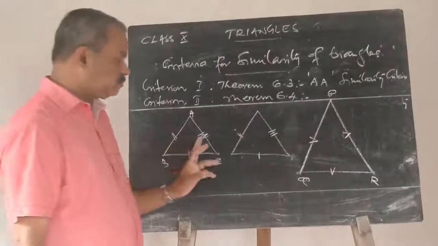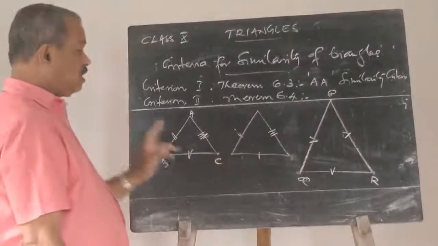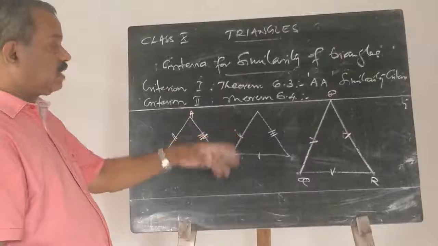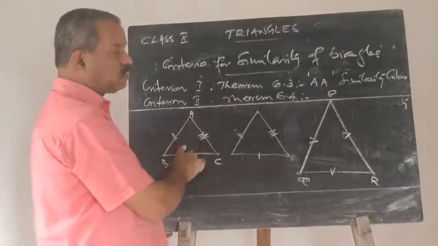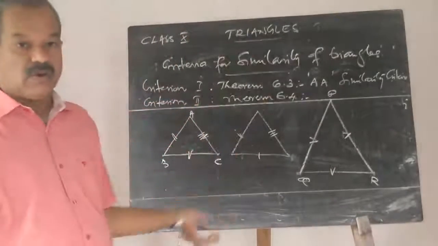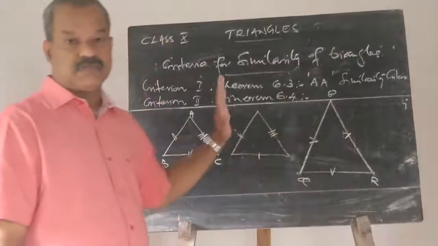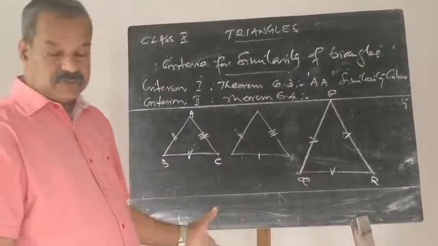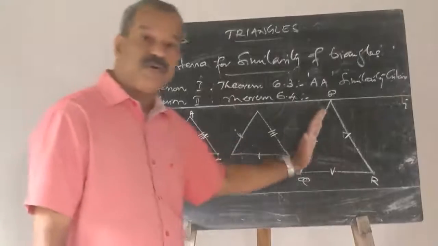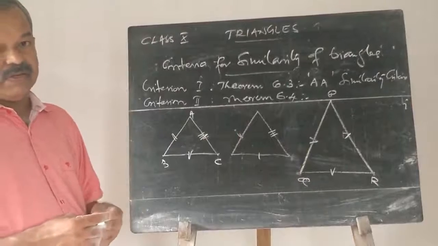Then we can say that these two triangles are similar. Two triangles are similar if three sides of one triangle are proportional to the three sides of another. But in the case of congruency, we say that if three sides of one triangle are equal to the corresponding three sides of another. But for similarity, we consider three sides of one triangle proportional to the corresponding three sides of the other triangle.